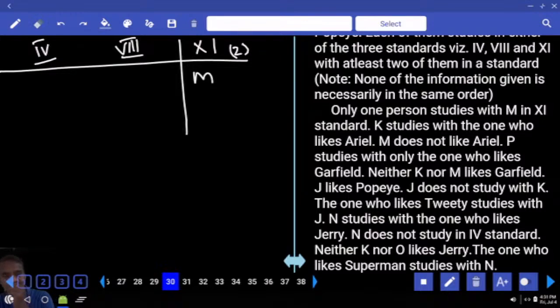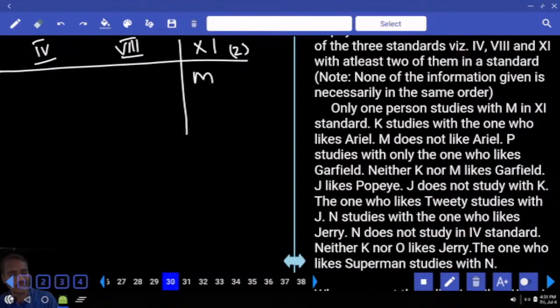K studies with the one Aerial. K is studying with the one Aerial. And M does not like Aerial. As M does not like Aerial, can you have K at this place? No, because 2 is not possible then. Hence, K cannot be at this place. As K cannot be here, then there are 2 different possibilities for this K. K can be either 8th standard or 4th standard.